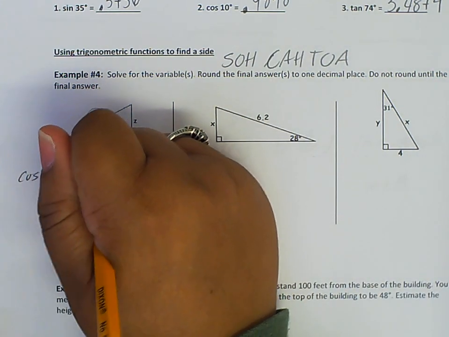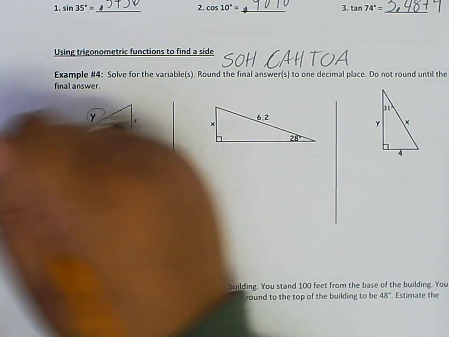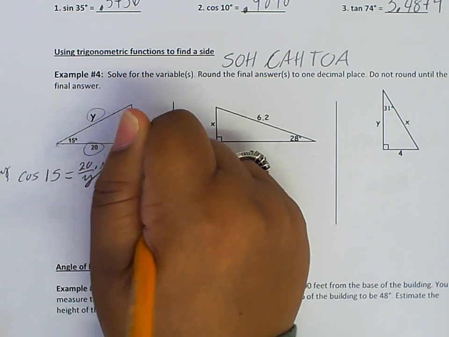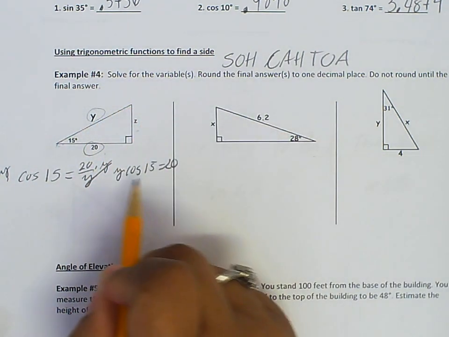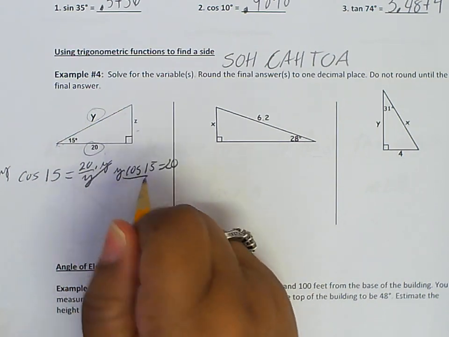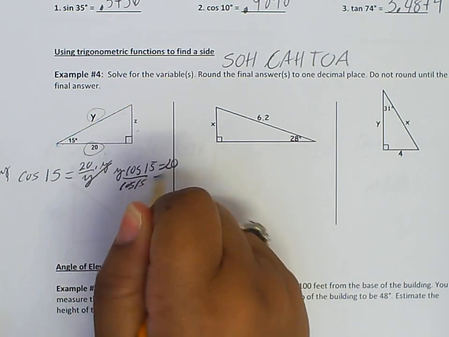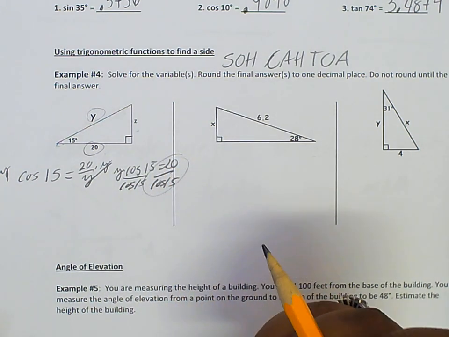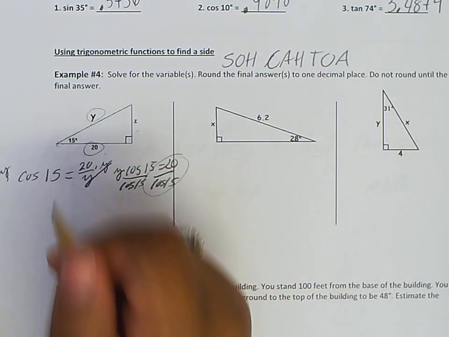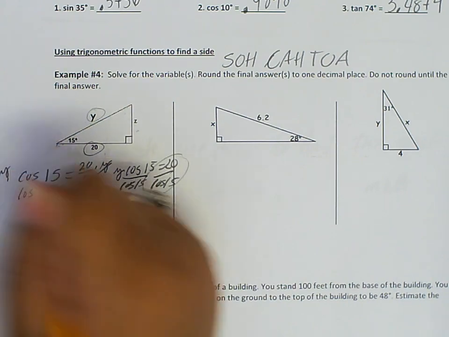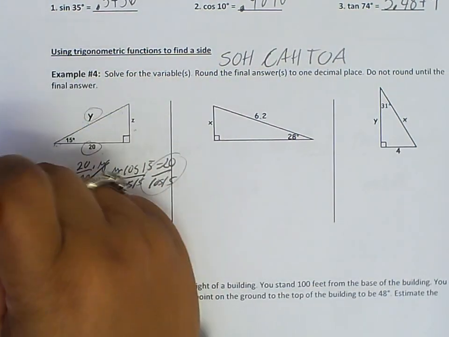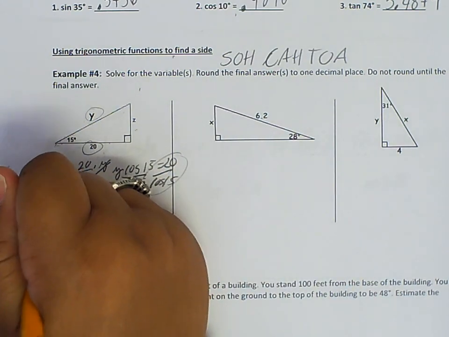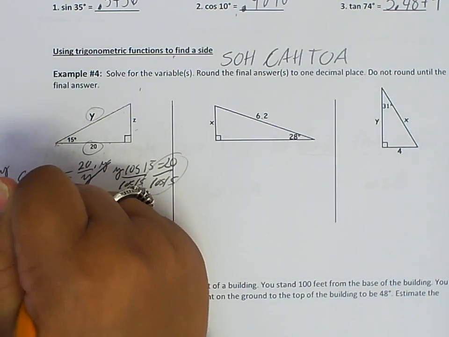Then from here, you just do your algebra to get y by itself. So you would multiply y on both sides. Now I have y cosine 15 equals 20. But I don't want that, so you need to divide that cosine 15 out. This is what you're going to type into the calculator. So I'm going to write a little neater here. Not cosine, it's 20 on top. Sorry, my bad. So y turned out to be 20 over cosine 15.